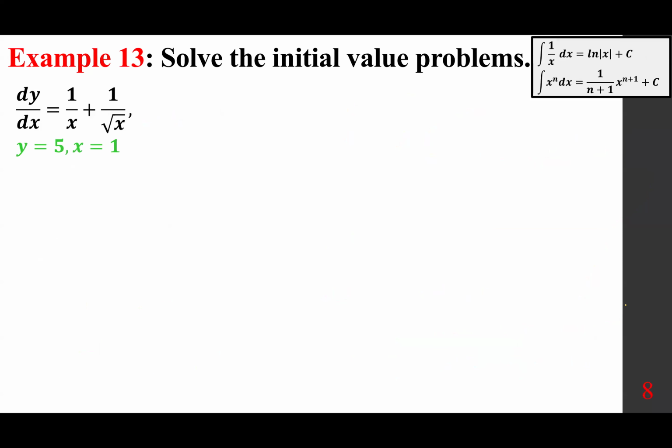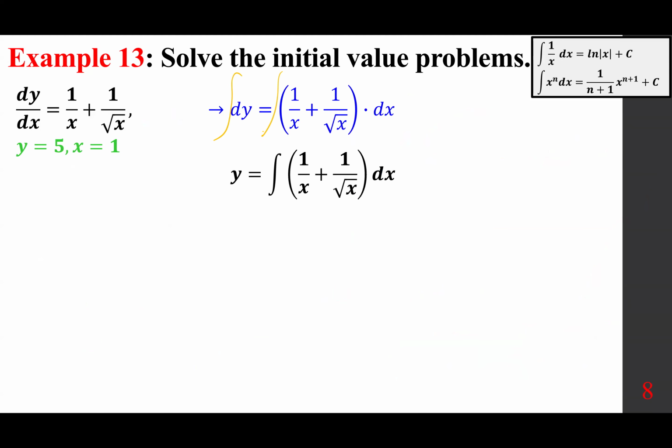Here's another one. dy/dx is 1 over x plus 1 over square root of x. When y is 5, x equals 1, that means the pair 1, comma 5. So we're going to ignore the pair, and we are going to multiply both sides by dx, and we are going to integrate both sides. So obviously, the left side is y.